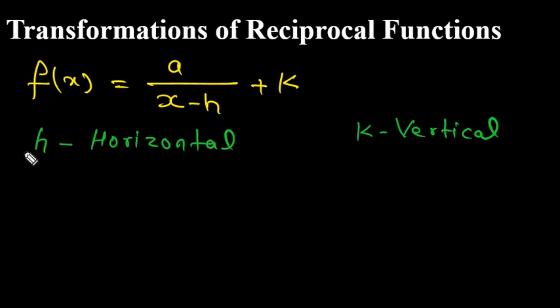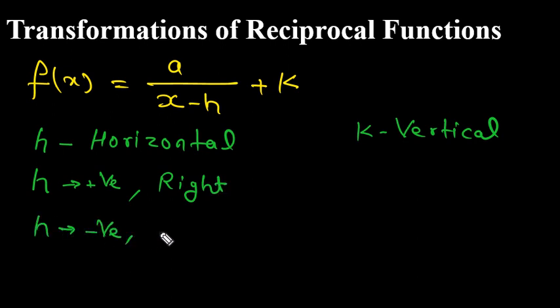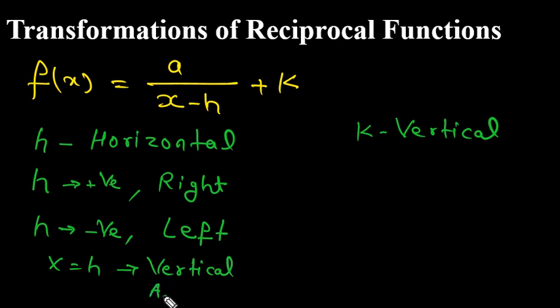Okay, now if h is positive, then you will move right. If h is negative, then you will move left. Okay, and x equal h will be called vertical asymptote. So right now just try to remember this information as much as you can, and after that I'll show you using the example how these things work.